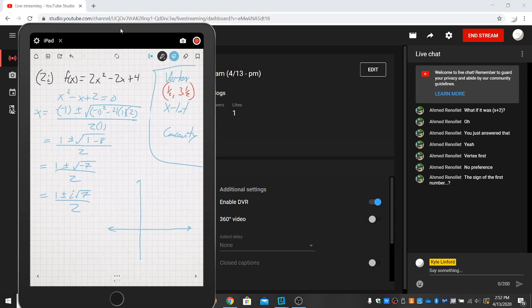Let me try to sketch a little graph of what we have here. Let's see. The vertex is over a half, so just over 1/2, and up 3/2, so 1, 2, 3 and a half. So somewhere in the center of this circle is the vertex. All right, right at that dot there.